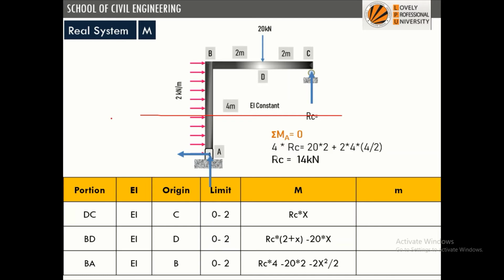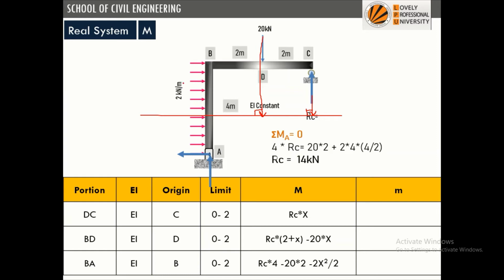So what we do, we cut a horizontal section, and either we consider all the forces above the section or below the section. It is better to consider forces which are above this section. So first one will be RC into total distance, which is 4, so the perpendicular distance is 4. Then 20 kN will also fall in this section. The perpendicular distance is 2.